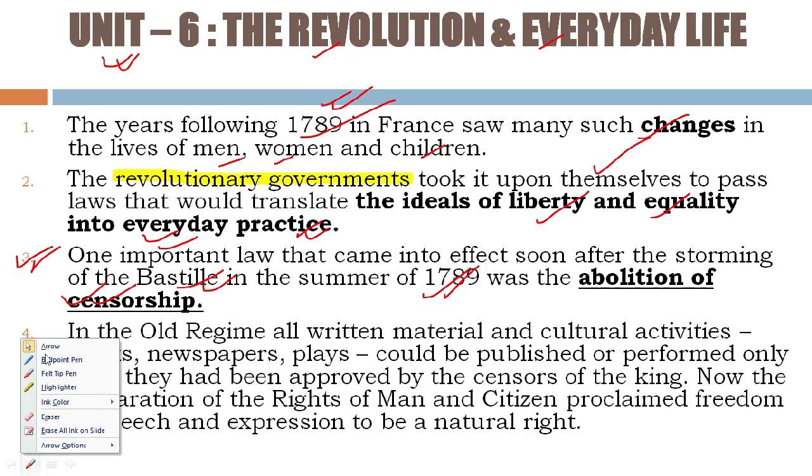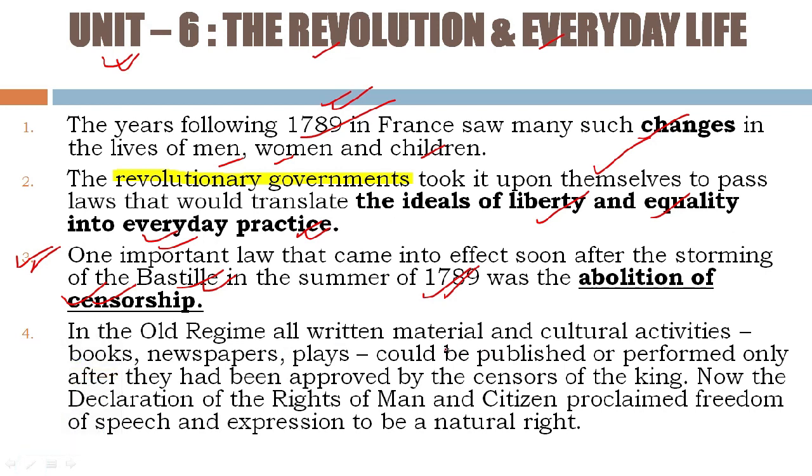Next, we see that in the old regime, all written material and cultural activities like books, newspapers, plays could be published or performed only after they had been approved by the censors of the king. This is what we were learning about, the censorship, how the censorship was there in the old regime in the society of France, that any written materials like books, newspapers, plays, etc., could only be published or even performed after they had been approved by the censors of the king.